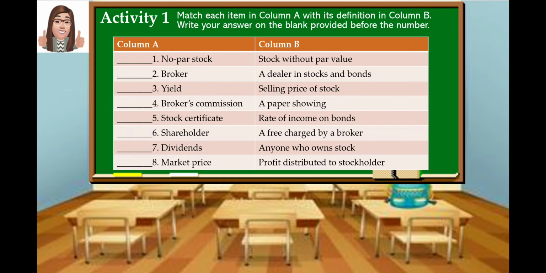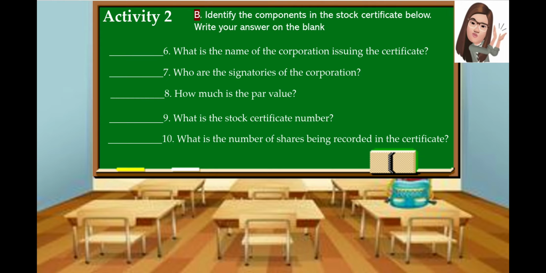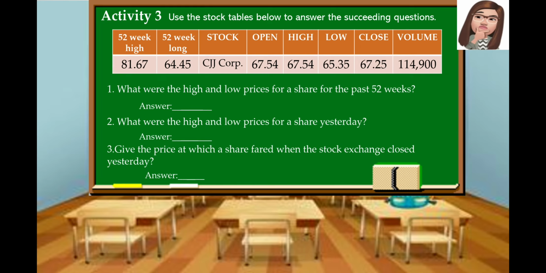So for your activity 1, match each item in column A with its definition in column B. Write your answer on the blank provided before the number. That is from number 1 to 8. And for activity 2, A, identify the components in the stock certificate below. Write your answer on the blank. That is from number 1 to 5. And for letter B is number 6 to 10.